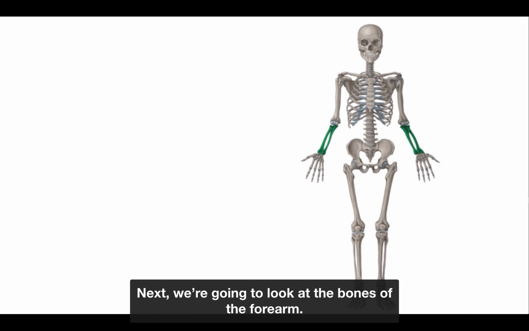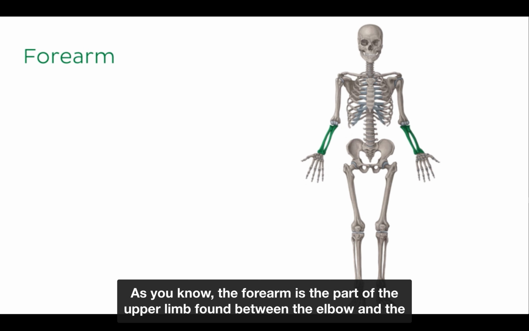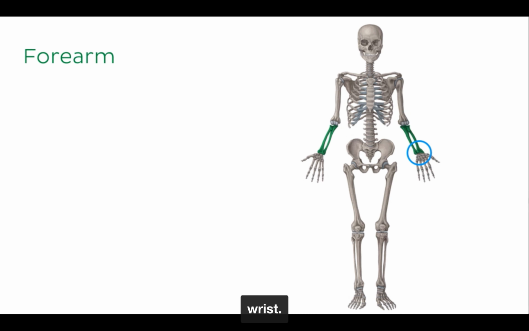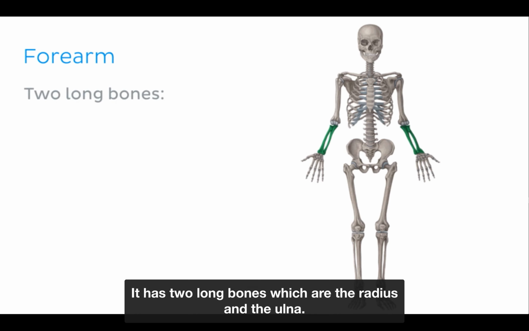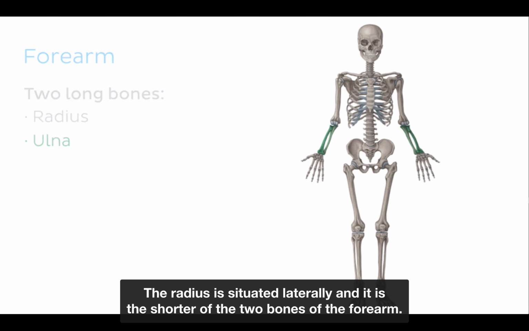Next, we're going to look at the bones of the forearm. As you know, the forearm is the part of the upper limb found between the elbow and the wrist. It has two long bones, which are the radius and the ulna. The radius is situated laterally and is the shorter of the two bones of the forearm.